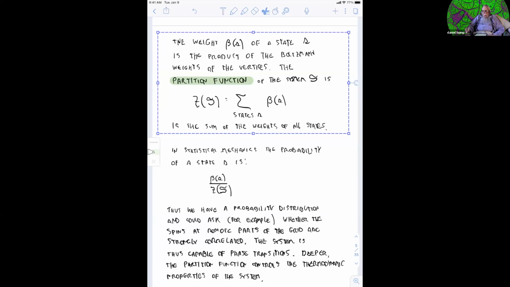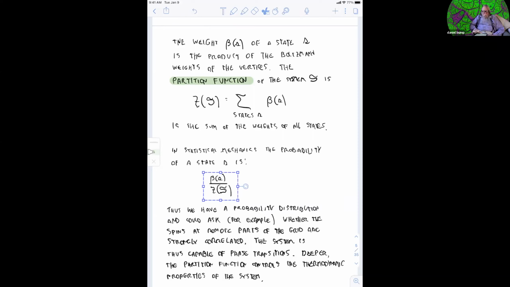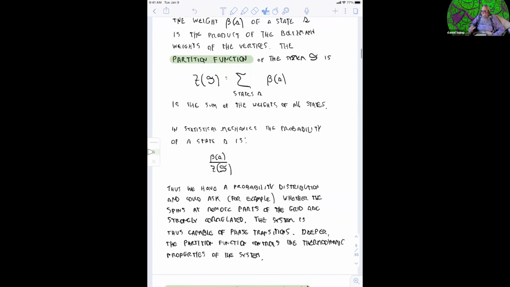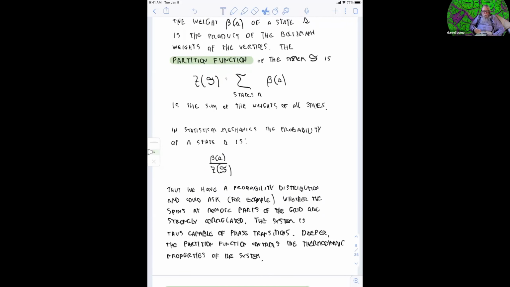Now in statistical mechanics, the probability of a given state is the Boltzmann weight of the state divided by the partition function. And in realistic models, this would be a non-negative real number. And of course, the sum of them is equal to 1. So this gives you a probability distribution on the set of states.